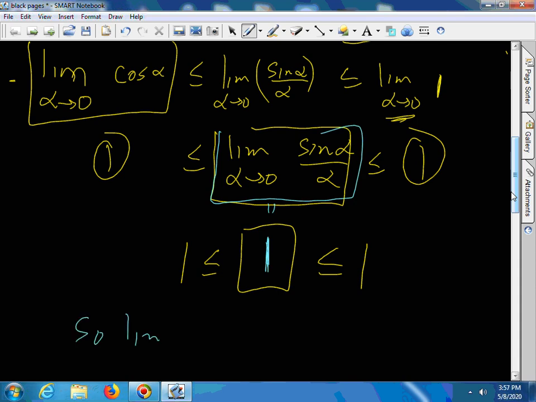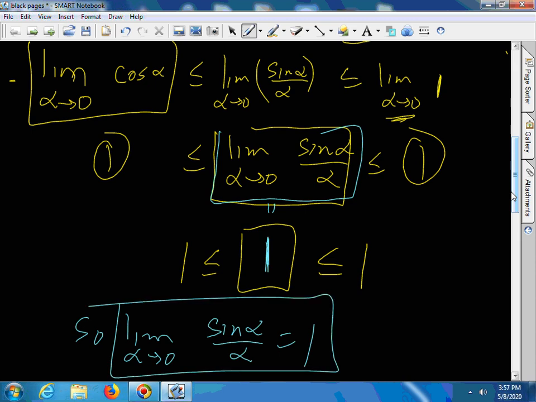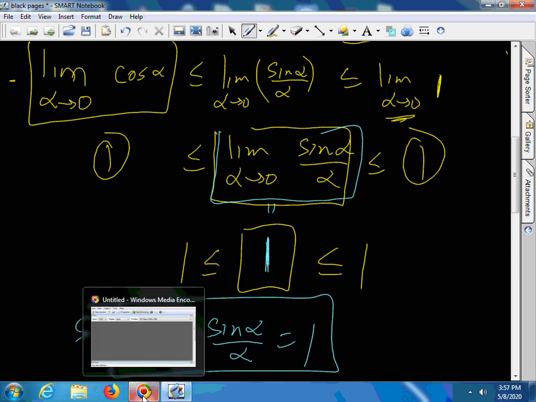So, the limit as angle A goes to 0 of sine A over A is equal to 1. And it's not because the teacher told you it's true, it's because we proved it. That completes this video.